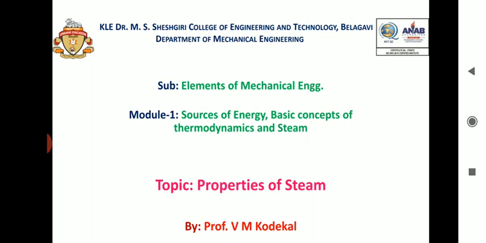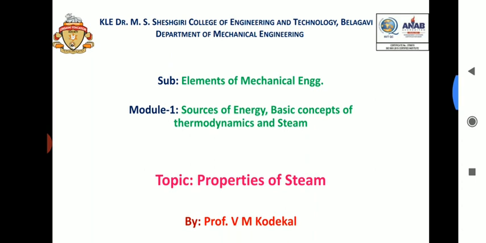We are studying Module 1 in Elements of Mechanical Engineering. So far we have covered sources of energy, basic concepts of thermodynamics, and now we are studying about steam. In steam, we have already covered the formation of steam in the previous session. Now we will study the properties of steam in this session.